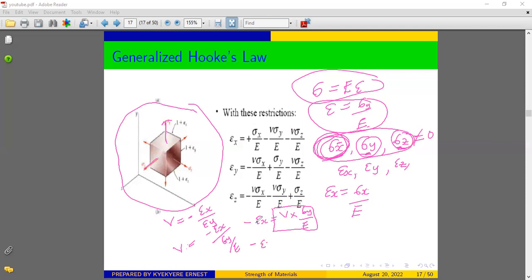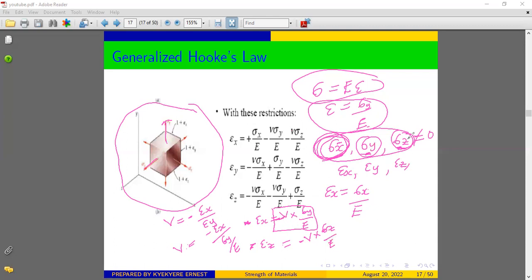So this is going to be negative. So let me put the negative at this side. In the same way, the strain in the z-axis as a result of the stress in the z-axis is going to be negative v times the stress in the z over the modulus of elasticity.